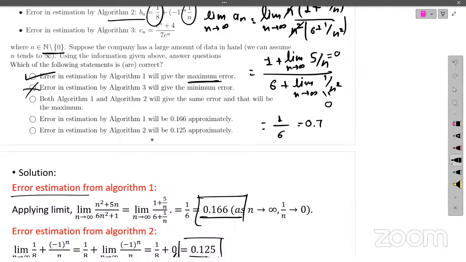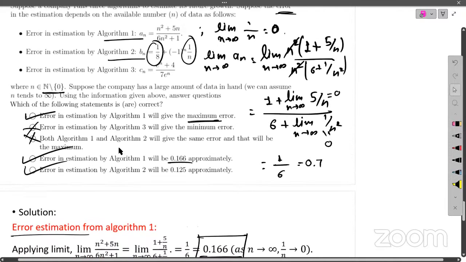Both algorithm 1 and algorithm 2 will give the same error, and that will be the maximum. That's also incorrect. Error in estimation by algorithm 1 is 0.166, which we already calculated, and this is also correct. So that's why the correct options are 1, 4, and 5. Any doubt in this question?